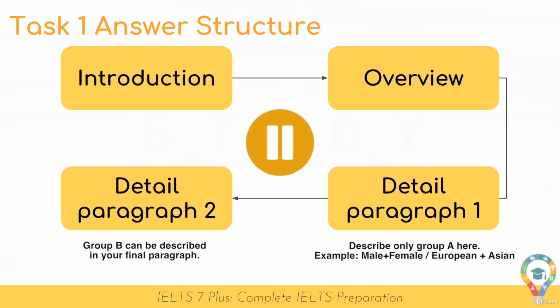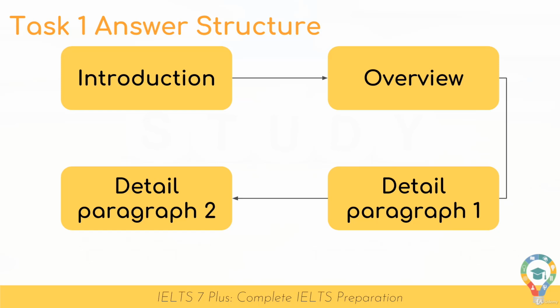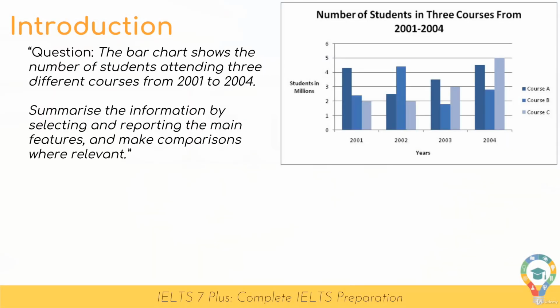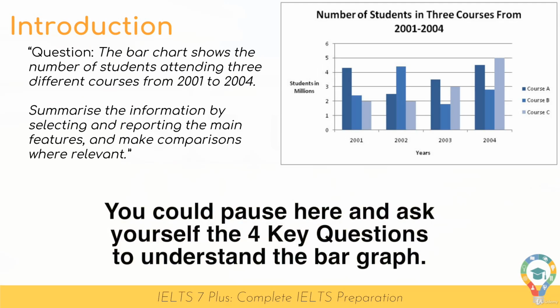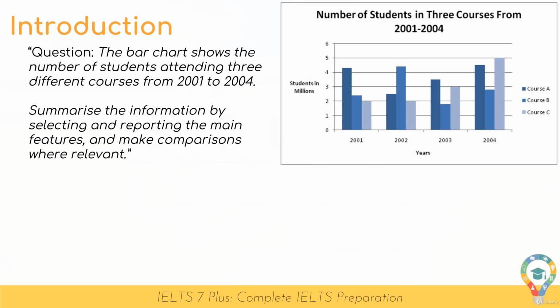Now I'm going to go into each of the steps and explain in a lot more detail what you need to write and how you can do it. So let's move on to the introduction step. Here is a Task 1 question. The bar chart shows the number of students attending 3 different courses from 2001 to 2004. Summarize the information by selecting and reporting the main features and make comparisons where relevant.